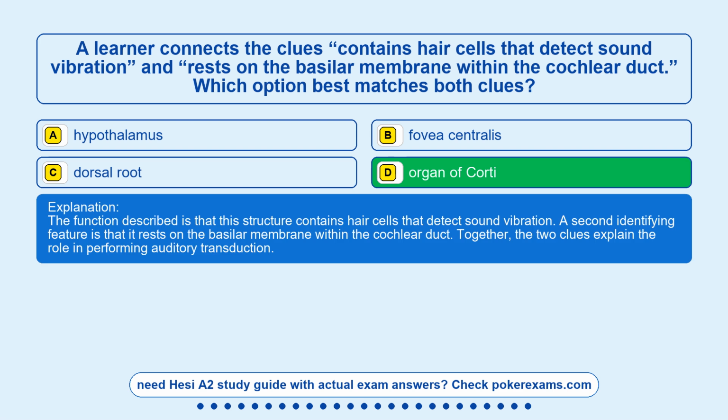The function described is that this structure contains hair cells that detect sound vibration. A second identifying feature is that it rests on the basilar membrane within the cochlear duct. Together, the two clues explain the role in performing auditory transduction.